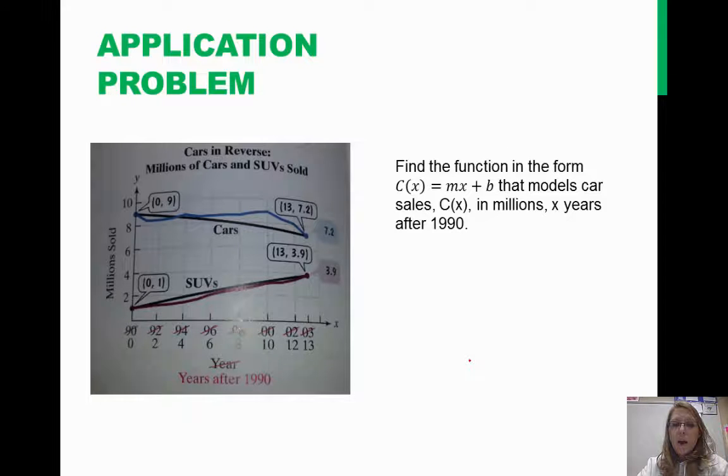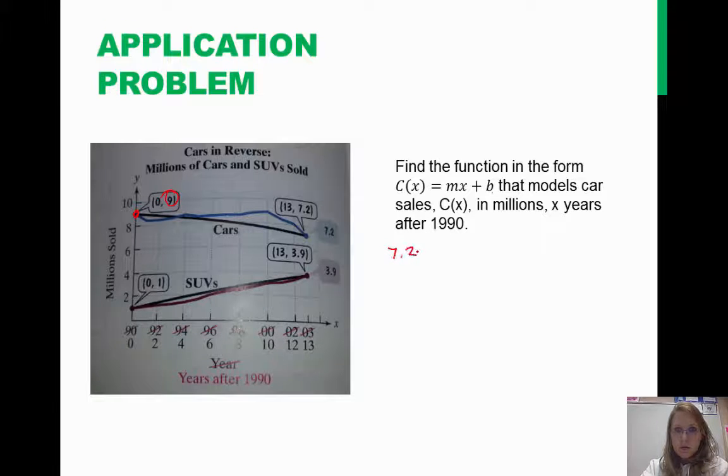So now let's look at another application problem. Here we find that the function in the form mx plus b, remember m is slope and b is intercept, models car sales in millions x years after 1990. So what we want to do is look at the car sales. We have 2 points here. First of all, we need to find the slope of those 2 points so we can find our m. We already know that b is the y-intercept, and that's right here. So our b is that number 9. So all we really need to do is find the slope.